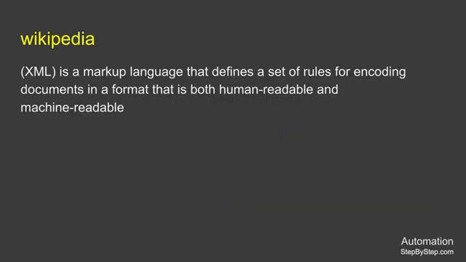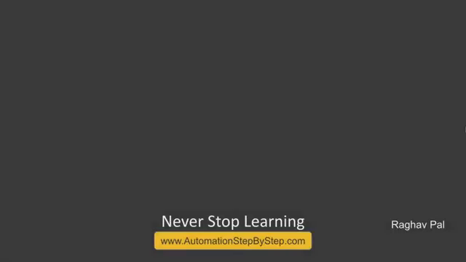If you look at a Wikipedia definition of XML, it says it is a markup language that defines a set of rules for encoding documents in a format that is both human and machine readable. And I hope now you can understand this, and I hope this session was very useful. Now you can go ahead and start your journey with XML.